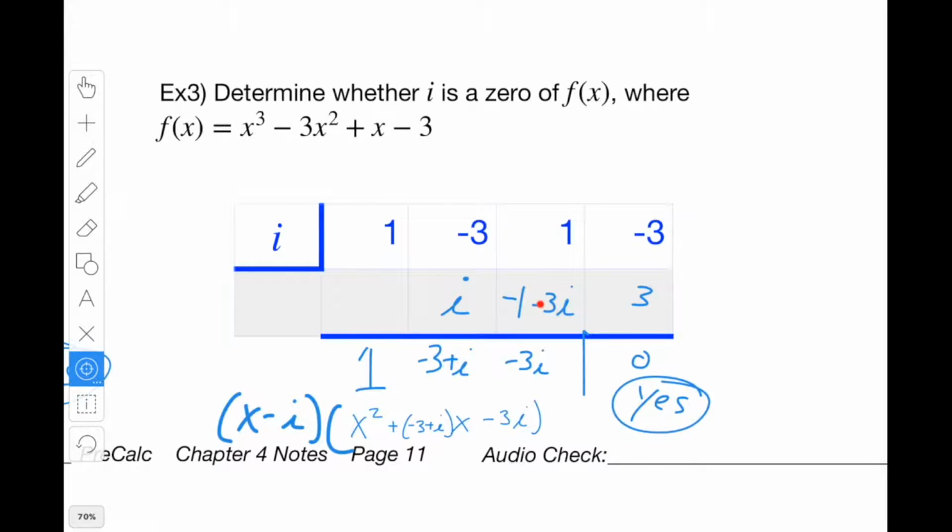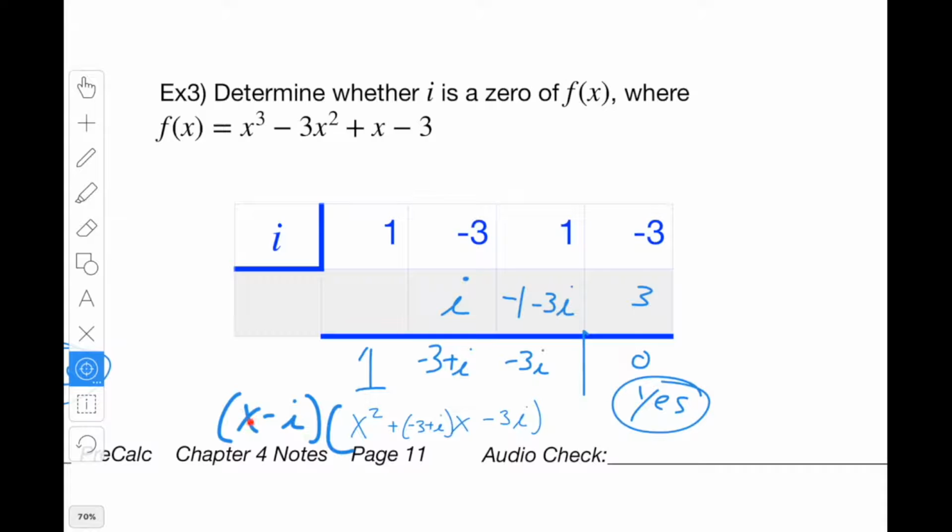That's a little tricky, but you can still do it because i times i is negative 1, and i times negative 3 is negative 3i. Add, then negative 1 and positive 1 cancel, you get negative 3i. And then multiply by negative 3i to get positive 3. And when you add these two, you get 0. So yes, it is a 0.